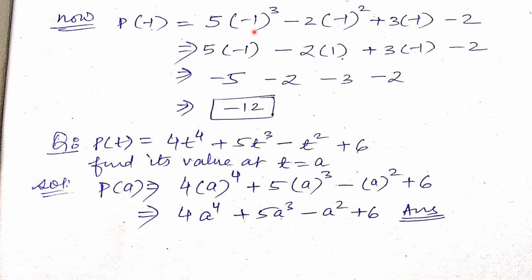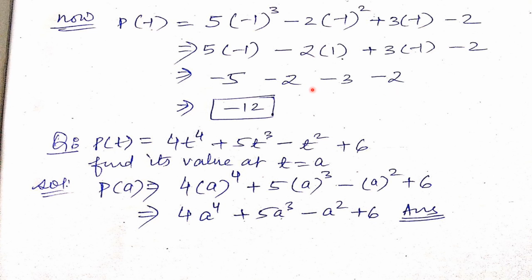Now see how the things changed. Minus 1 power 3 will remain minus because a negative number to an odd power remains negative. Minus 2 minus 2 minus 1. The square of a negative number is positive, so we have got plus 1 in the bracket, plus 3 into minus 1 minus 2. Now 5 into minus 1 is minus 5, minus 2 into 1 is minus 2, 3 into minus 1 is minus 3, and minus 2. So we have got all the terms negative.